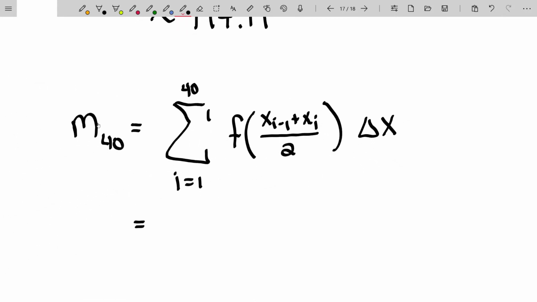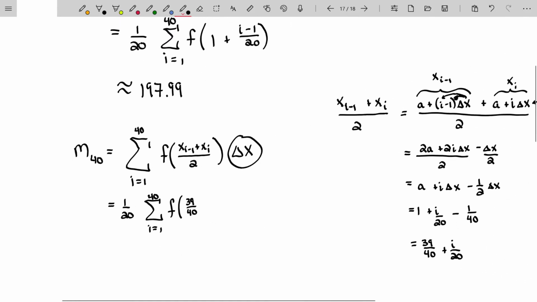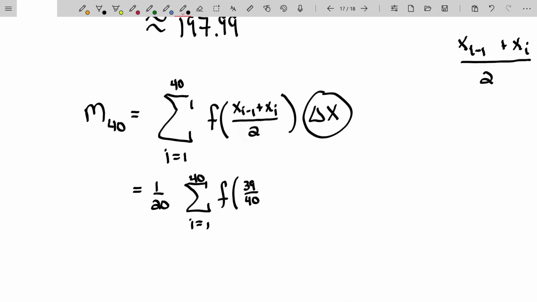So this is going to equal, I'll move the delta x out, 1/20th the summation i equals 1 to 40 of f evaluated at 39 over 40 plus i over 20. Let's go ahead and go to Desmos and finish this out and get our approximation using the midpoint rule.